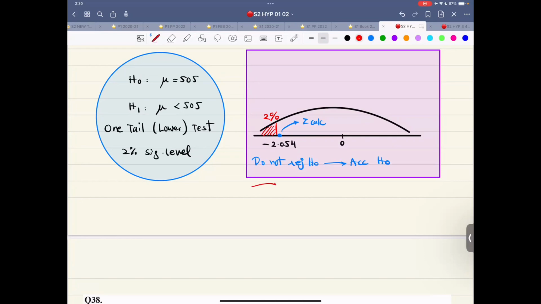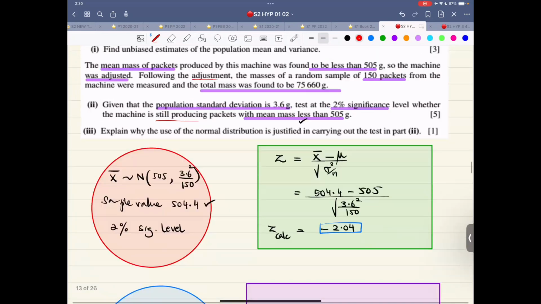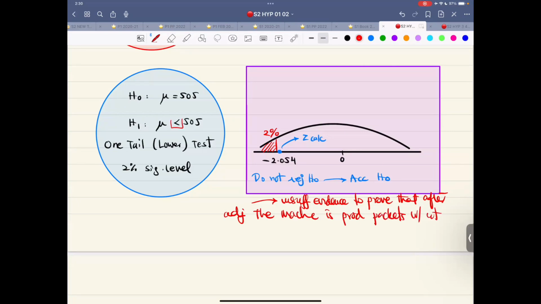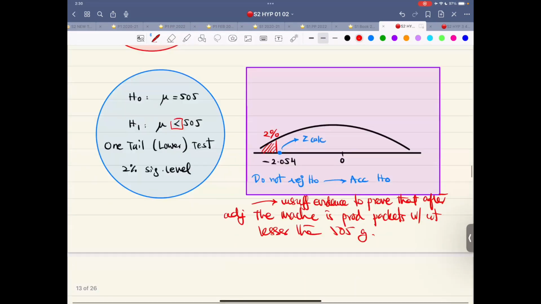And then we write it in the context of the question. It is about the mean mass of packets, the adjustment, and the total mass was lesser. Is the machine still producing packets with mean less than 505? No, it's not. We have insufficient evidence to prove that after adjustment, the machine is producing packets with weight lesser than 505 grams. That is how you write it. So now this packets question is done.